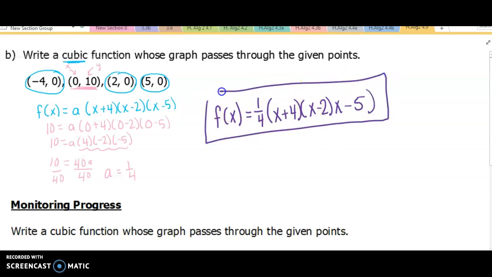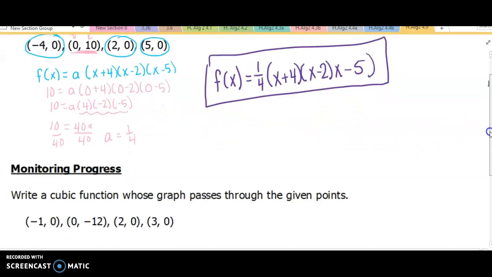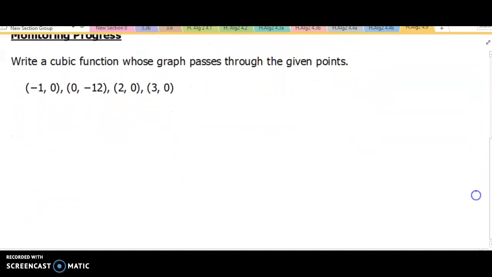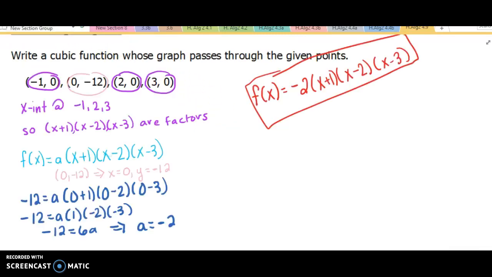And that should be your final answer. Okay, now there's a monitoring progress down here if you're struggling or if you want to practice. These aren't that bad, but I encourage you to go ahead and pause this video and work this out. Then unpause it and I'll show you the solution. All right, so this is what you should have gotten for the monitoring progress.